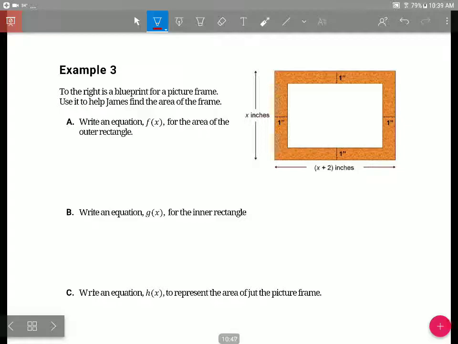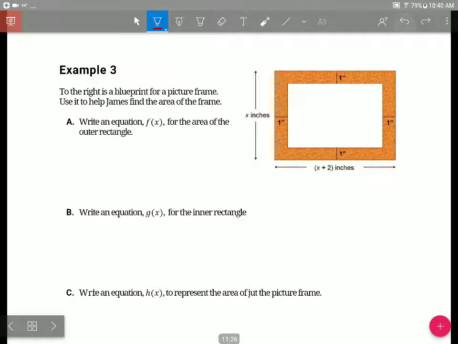All right. To the right is a blueprint for a picture frame. Can y'all see the little ones on the side? Can y'all see those on your page? All right, cool. I didn't know how well they printed. To the right is a blueprint for a picture frame. Use it to help James find the area for the frame. Okay, so the ultimate idea is to get the area of just this outside frame. That's the ultimate goal.